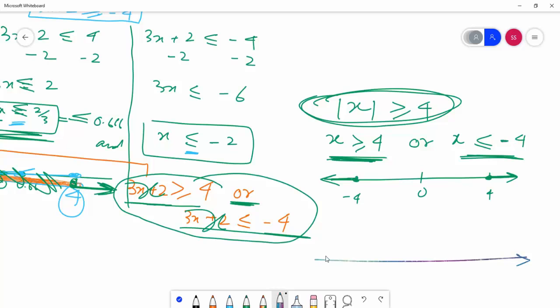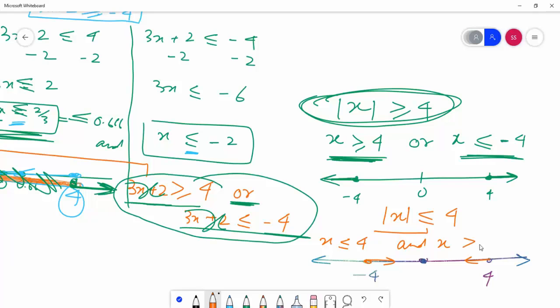Now, if you have a question where the value of x is in between negative 4 and 4, what can be the absolute value inequality at that moment? Simply the same thing, but less than or equal to 4. The absolute value of x is less than or equal to 4. When you decode it, you will get x is less than or equal to 4, and x is greater than or equal to negative 4, right?